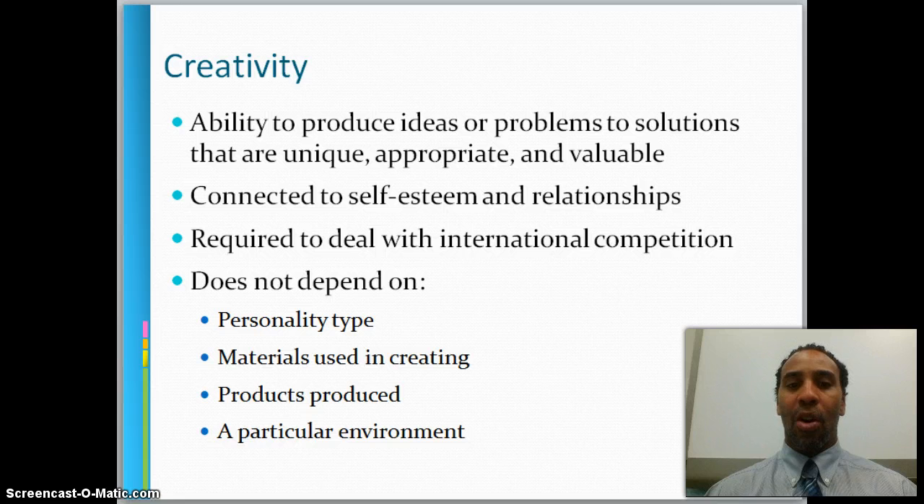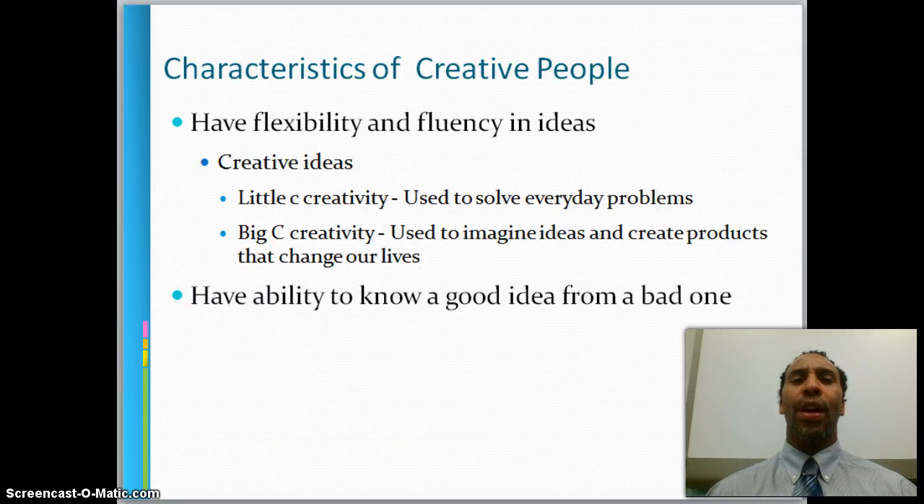It does not depend on personality type. You could be personality type A, personality type B, whatever you want to classify those as. Materials used in creating, products produced, and it does not depend on a particular environment. You could be creative in Los Angeles, and you could be creative in Orange County, and you could be creative in Texas.